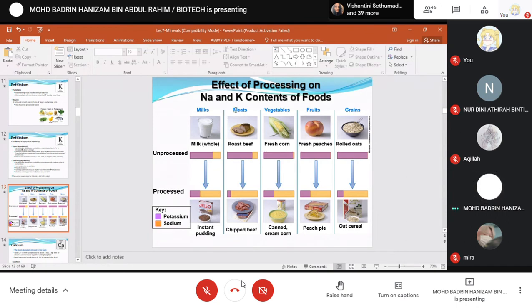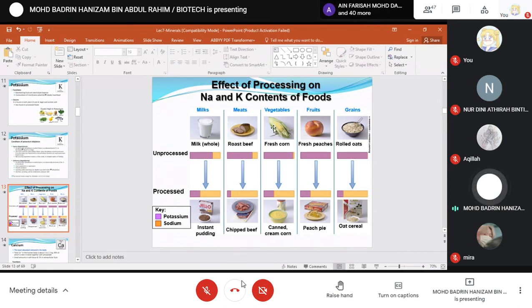So for meat, the unprocessed roast beef contains very high amount of potassium, but when you make beef jerky, you add lots of sodium in order to maintain it, to extend the shelf life of the product. It will have lots of sodium while low potassium.